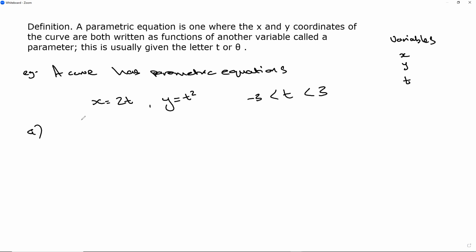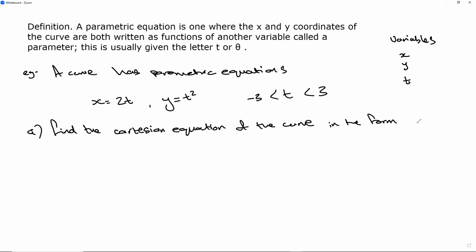The first question asks us to find the Cartesian equation of the curve in the form y equals f of x. To do this, we know that x is equal to 2t. So we can make t the subject of the formula and it'll become x over 2. And that'll be equation number 1.